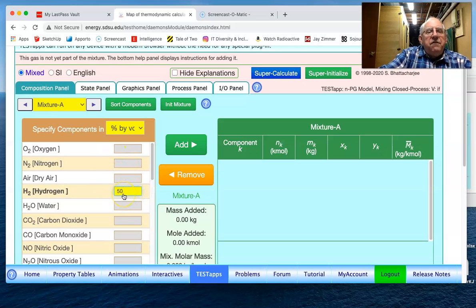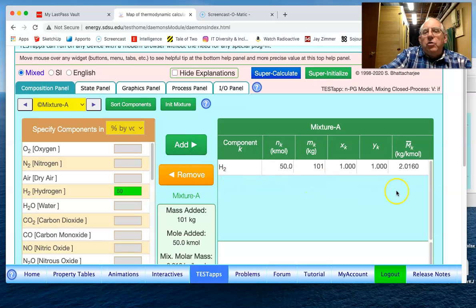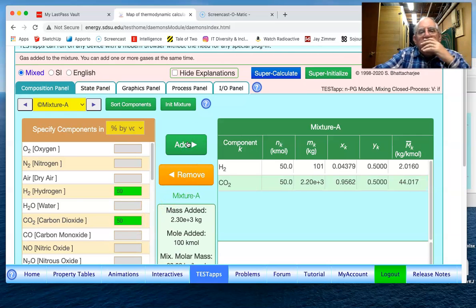And when I put in the 50 here, I then can say add. And that comes over here for the mixture. And now I'm ready to then add the carbon dioxide, which is also 50%. And I can then add that. And so now what I have done is I've added these two components 50-50.